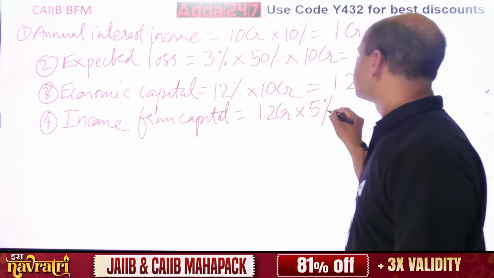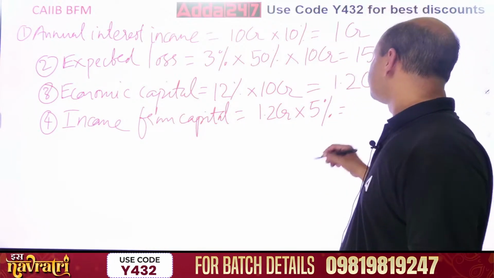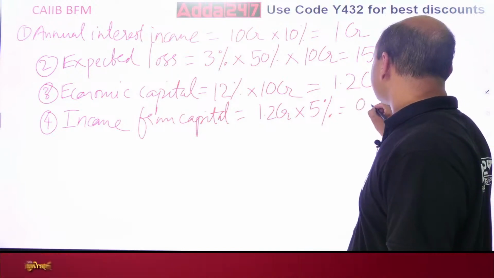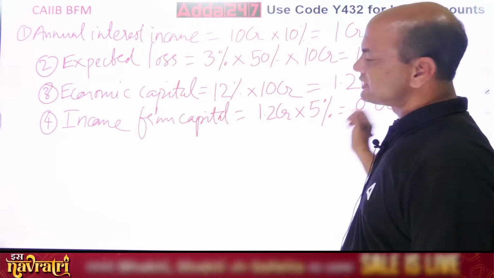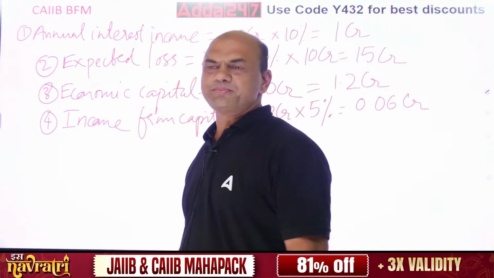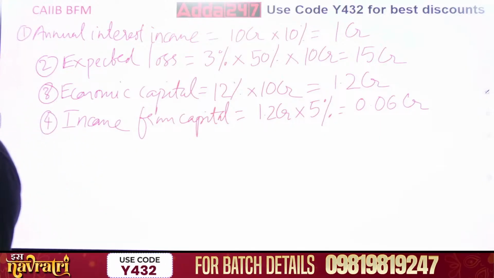5%, 12 5 is 60. So it is 6 lakhs, 0.06 CR. Everything will be written in CR. That's easy, right? 6 lakhs. So 0.06 CR.